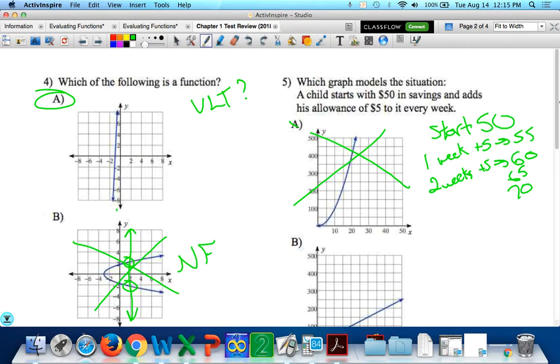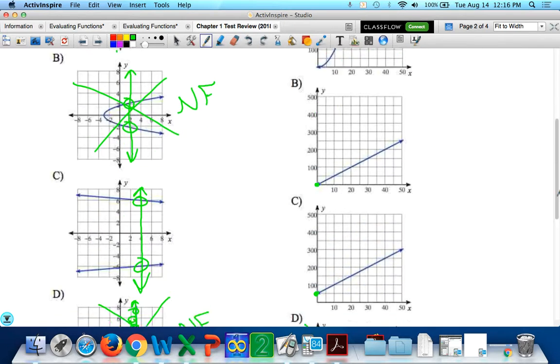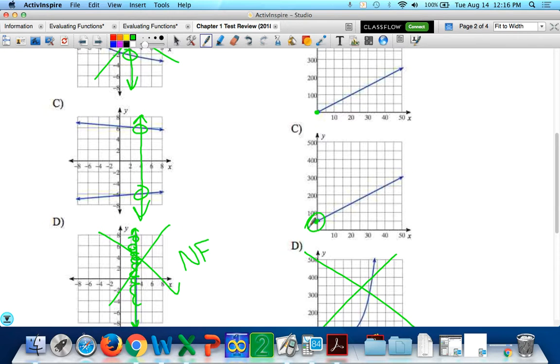We go back to the original problem. We see that it says it starts with $50. That's an initial value. Okay? Which means we have to start our graph off at this point, C. Okay? This starting value is what makes it the correct answer.